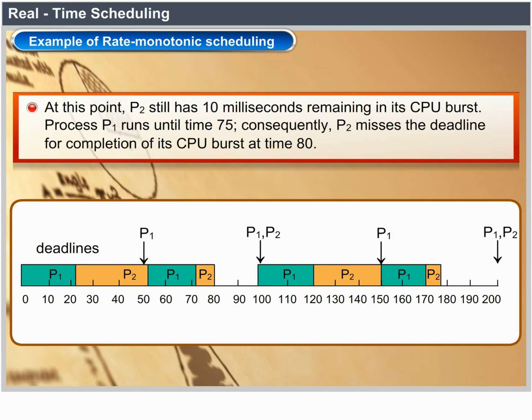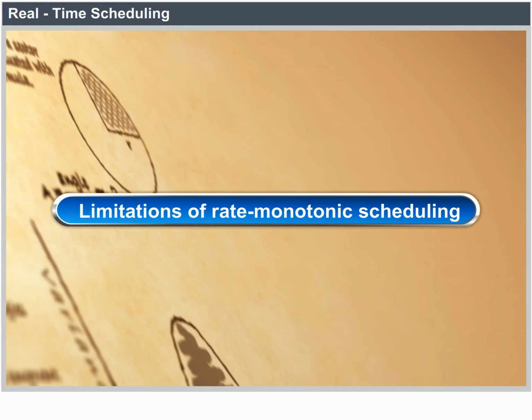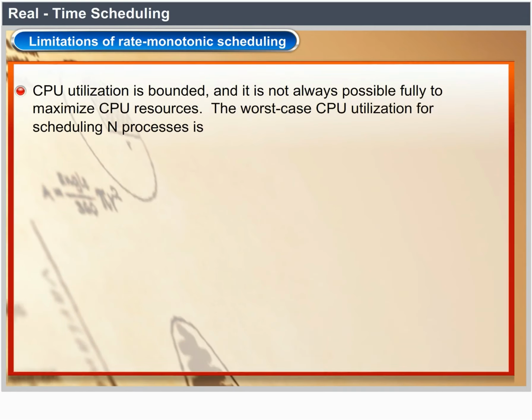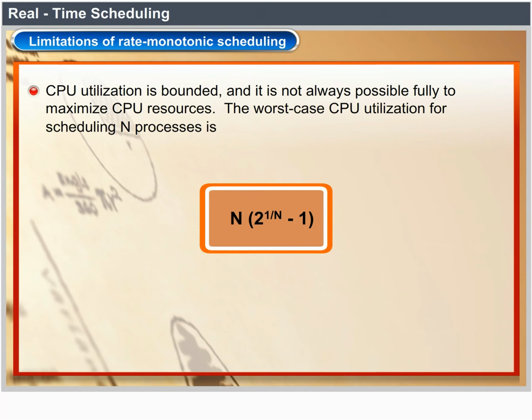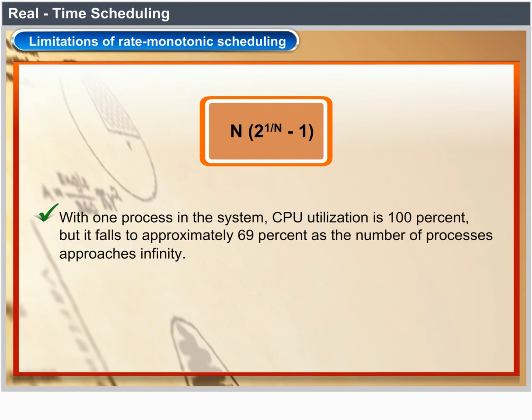Limitations of rate monotonic scheduling. CPU utilization is bounded and it is not always possible to fully maximize CPU resources. The worst-case CPU utilization for scheduling n processes is n(2^(1/n) - 1). With one process in the system, CPU utilization is 100%, but it falls to approximately 69% as the number of processes approaches infinity.